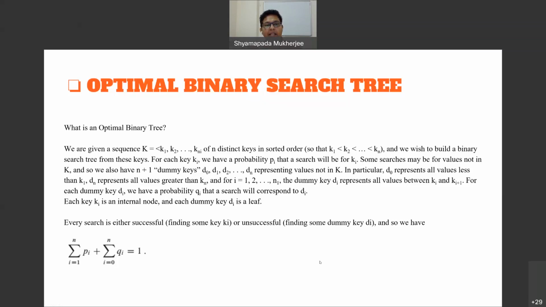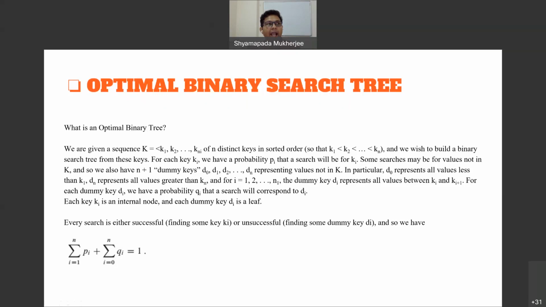To represent that unsuccessful search, we add some dummy keys which denote the unsuccessful search for a particular key. These dummy keys are denoted by D0, D1, D2, up to Dn, and each Di value lies between Ki minus 1 and Ki. This denotes that D0 is less than or equal to K1, and D1 is greater than or equal to K1 and less than or equal to K2. In this way, we use dummy keys for representing unsuccessful search.